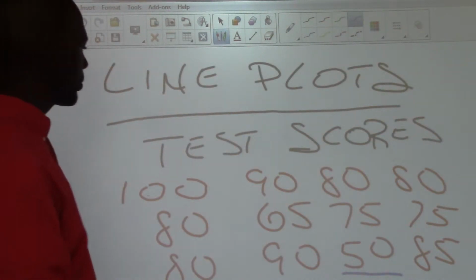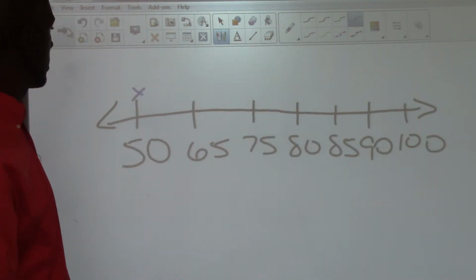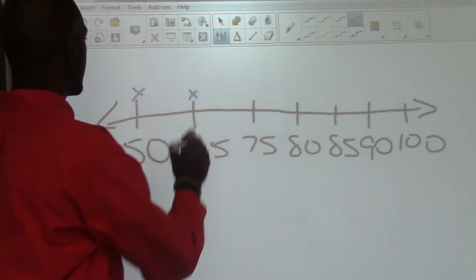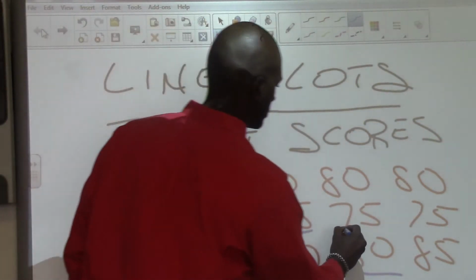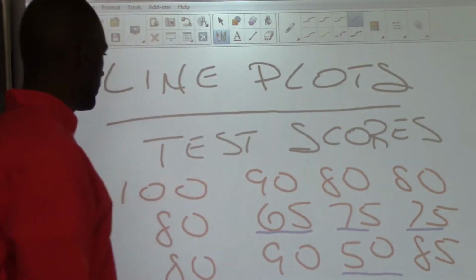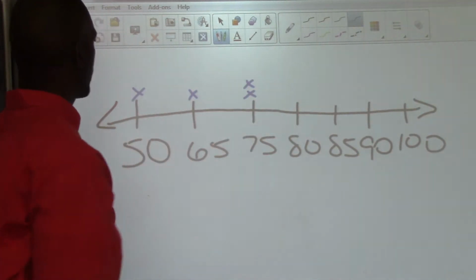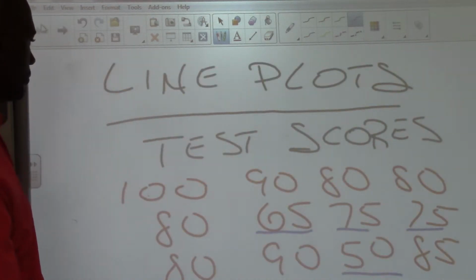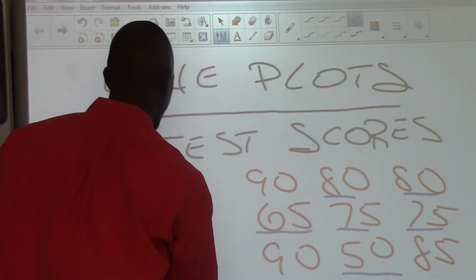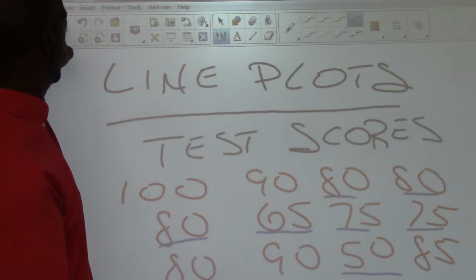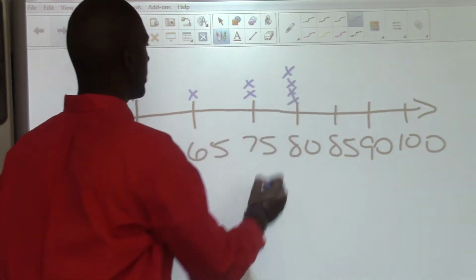For the 65, there was only one 65. Go back to the line. We're going to place an X above 65. We have two 75s, one here and one here. We're going to go to the line plot, and we're going to place two X's above 75. We have 1, 2, 3, 4 80s. Go back to the line plot, and we're going to place 4 X's above 80.